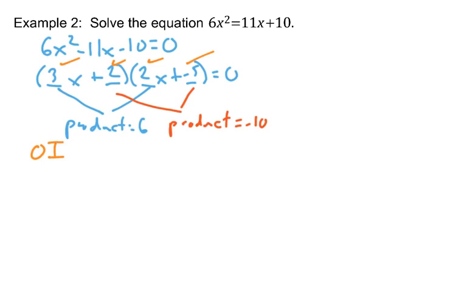The outer product here is 3x times negative 5. That's negative 15x. The inner product is 2 times 2x. That gives me 4x. And sure enough, that's negative 11x. Now, once you're good at this, you can skip a lot of the arrows and check marks, and hopefully just see, cleaning this all up, that this factors like this.